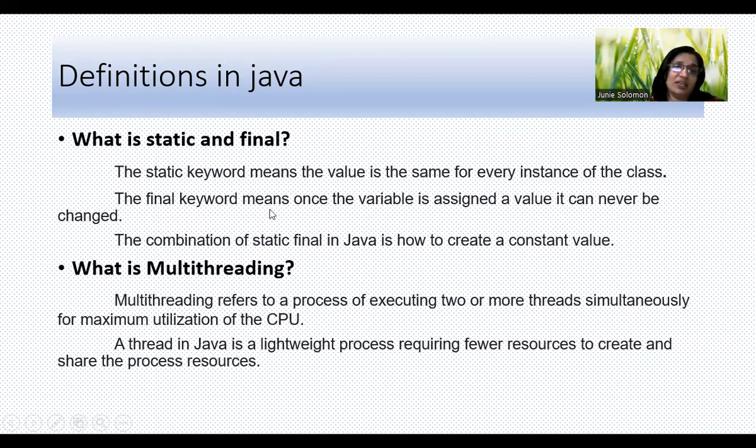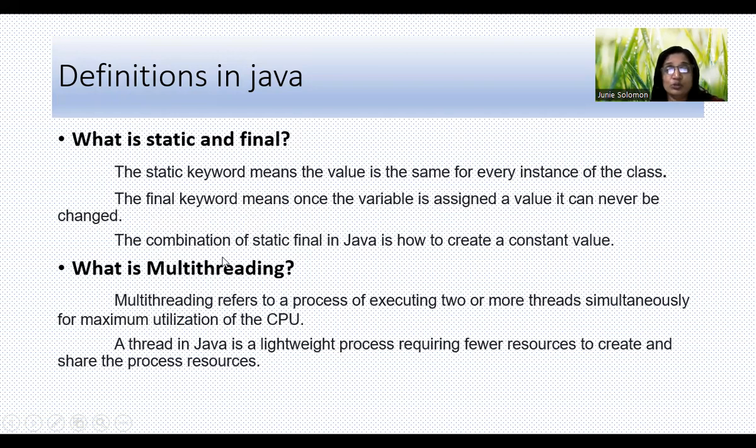If you give the final keyword, the variable is assigned the value and it cannot be changed. It acts like a constant over here. So in Java, you can use final. The final keyword means once a variable is assigned a value, it can never be changed.